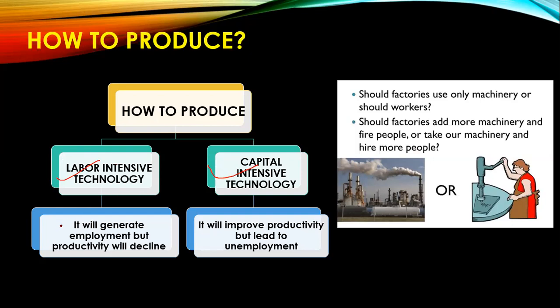What are the effects? If you're using more of labor intensive technology, it will generate employment, but productivity will decline. So you do not have many machines to increase the production and productivity. However, on the other hand, if you're using more of capital intensive, it will increase the productivity, but then again lead to unemployment. And you can see the current situation where we're moving more towards use of artificial intelligence, using more of robots. So we are able to increase our production, able to increase our productivity, but it is also leading to unemployment.